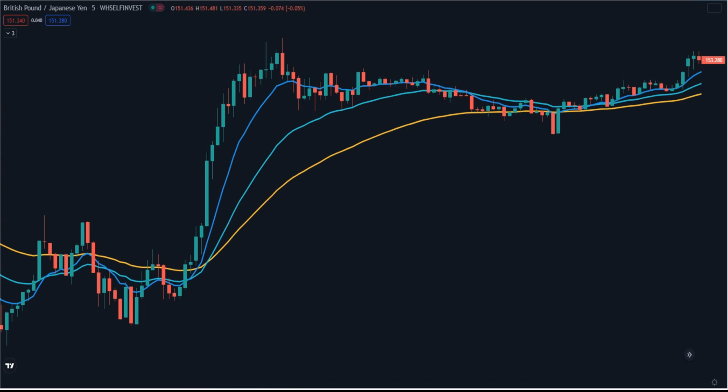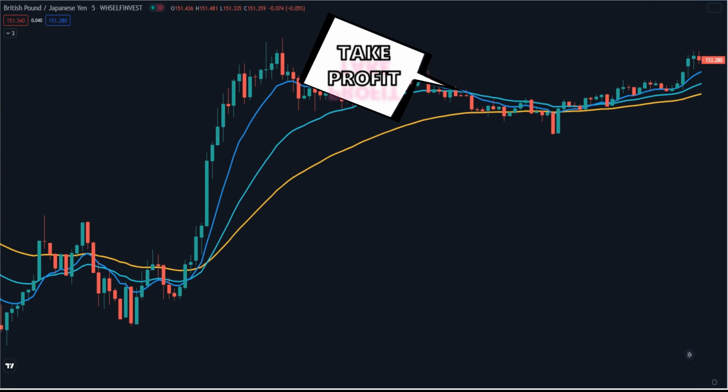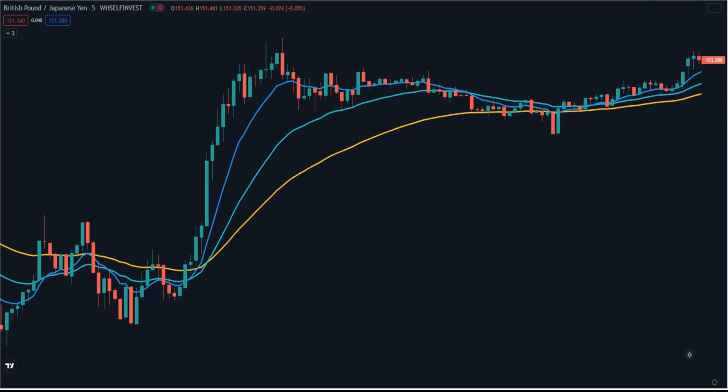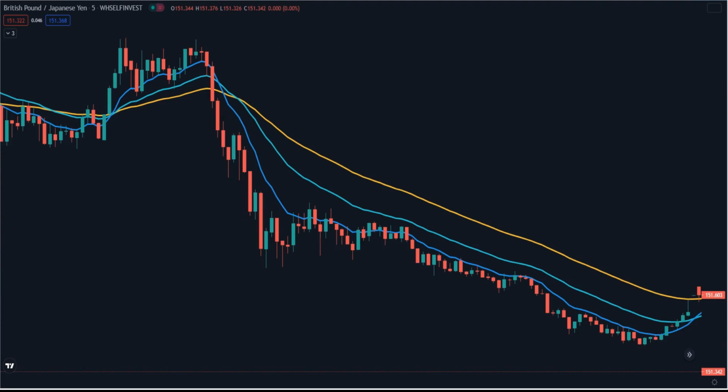Step number 3. Use previous swing high points as your take profit target level or exit when the fast exponential moving average touches the medium exponential moving average, or exit when the fast exponential moving average crosses over the medium exponential moving average. You have to wait till the current bar candlestick has closed before taking the exit signal.